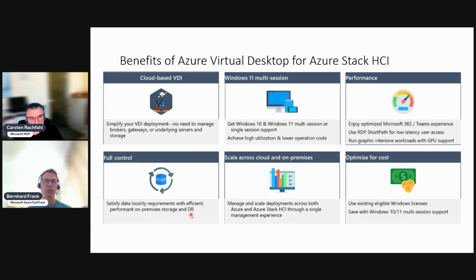And you have a little bit more flexibility here, right? Yeah. And then you still have the possibility to use a client-based operating system, Windows 11 multi-session, and provide that to many users at the same time in one desktop. Multiple users can log on to one single desktop, which is, from a cost perspective, even optimized.